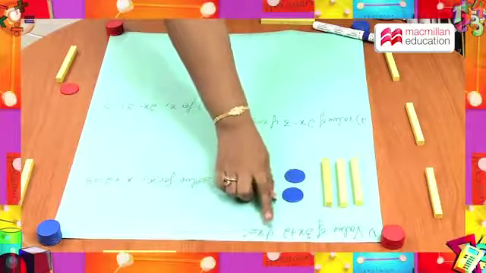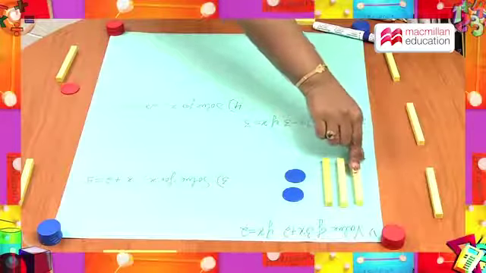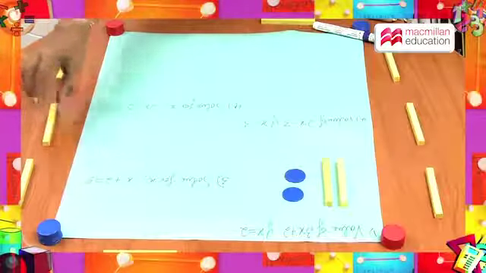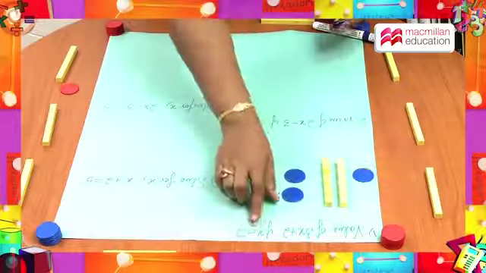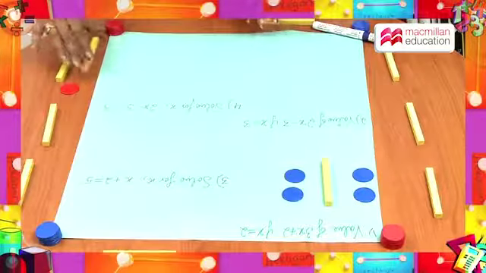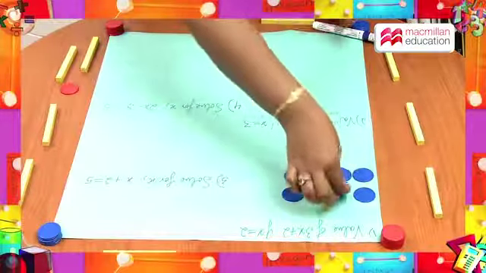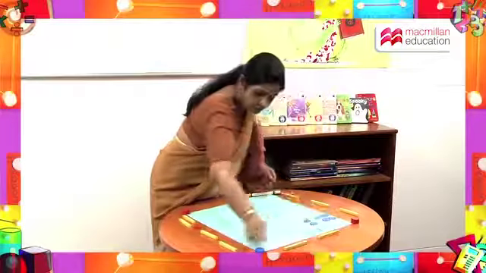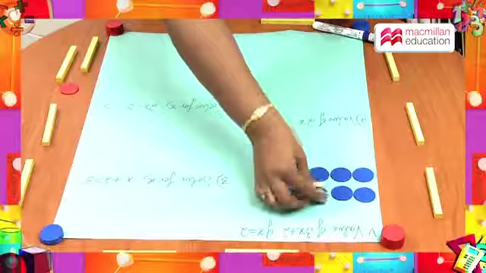Now when we say if x is 2, that means each of these tiles representing x will be replaced by a blue counter. So if x is 2, that means 2 blue counters instead of one tile, 2 blue counters instead of the next tile, and 2 blue counters for the third tile.